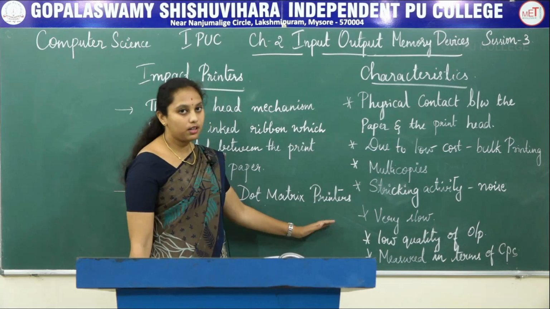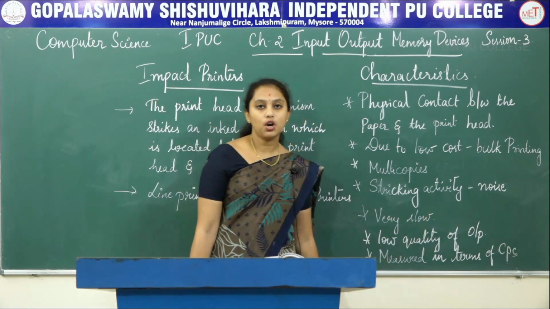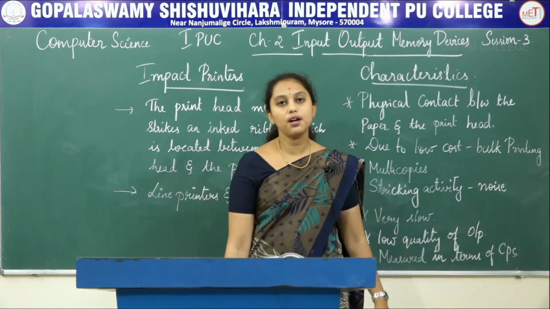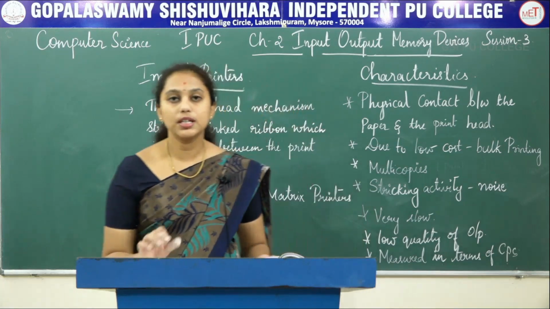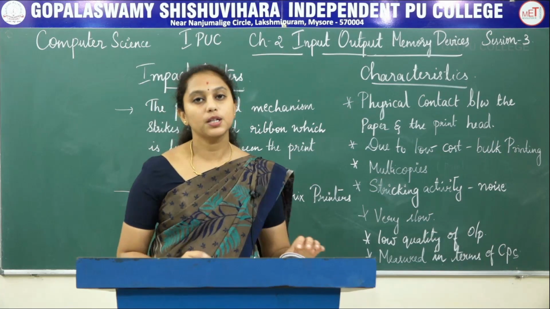As they are manual, they are very slow and they produce low quality of output, and they are measured in terms of characters per second. So this is about the impact printers. Next is non-impact printers.